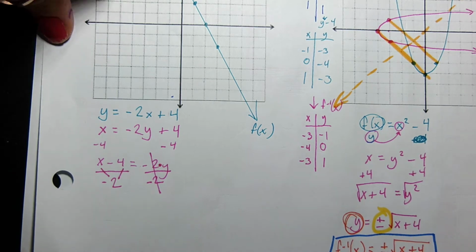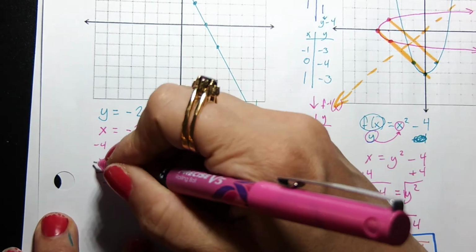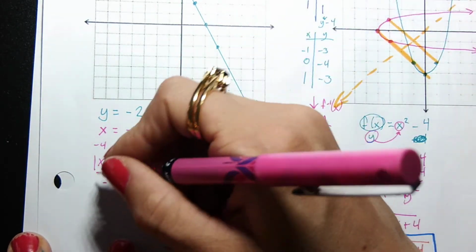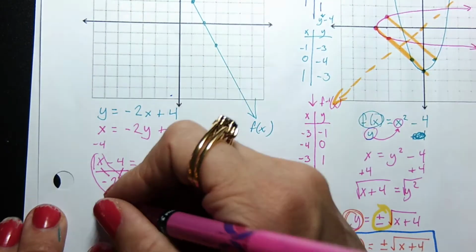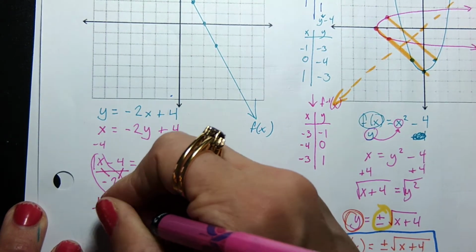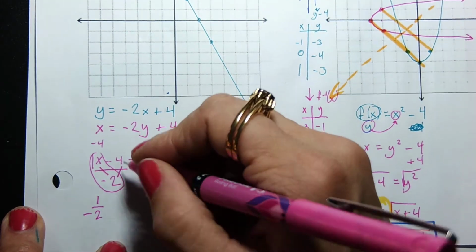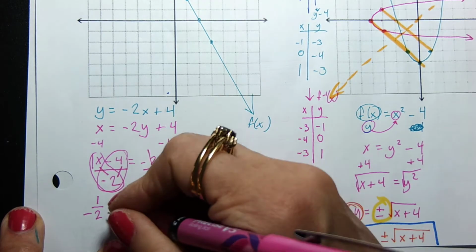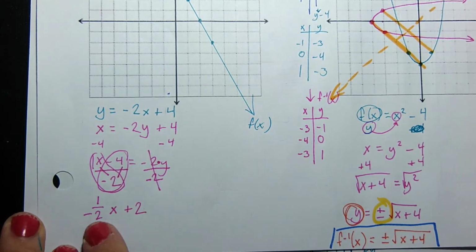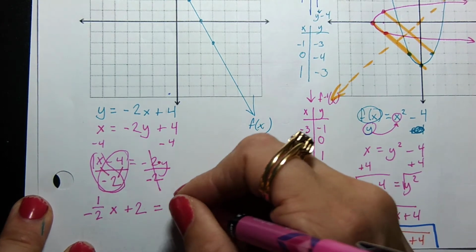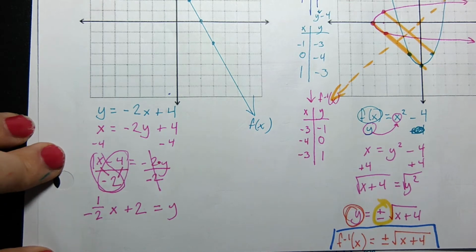Sometimes students think that x divided by negative 2 is negative 2x. If you're not sure, put a coefficient of 1 in front of that x. And 1x divided by negative 2 is 1/2 with a negative, so negative 1/2 or 1 over negative 2. And then negative 4 divided by negative 2 is 2. So we have negative 1/2 x plus 2 equals y. And that's it. That's our inverse.